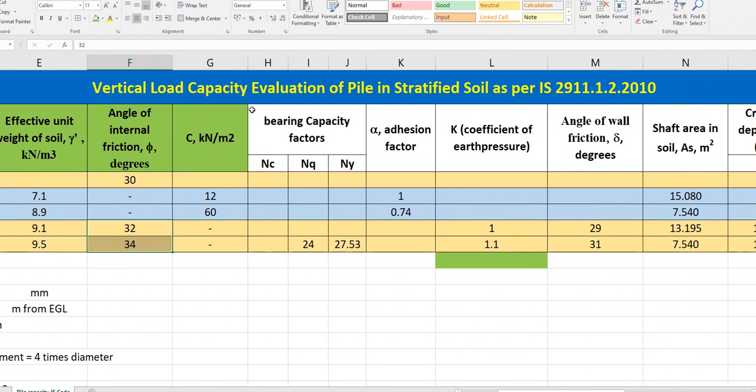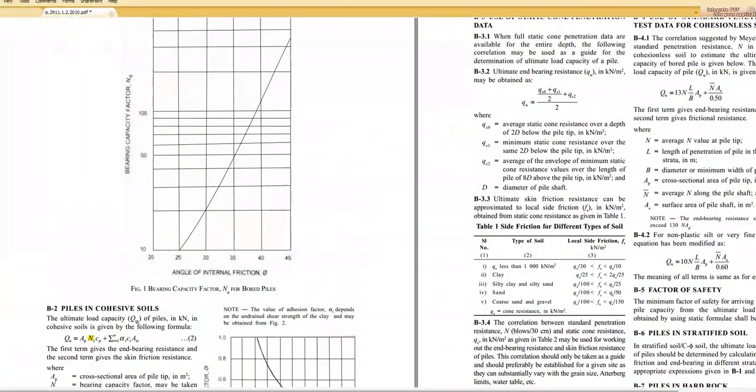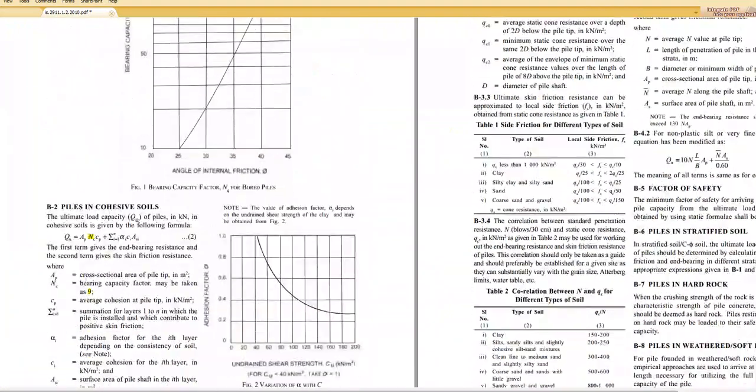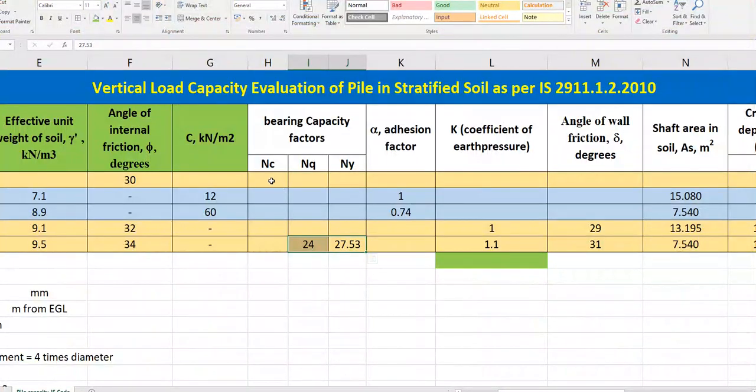Now we have bearing capacity factors. So we have NQ and N gamma. NQ and N gamma, where were they? In granular soils, right? This is NQ, this is N gamma. And for cohesive soils, we have NC only. So here I have not entered any value for NC.